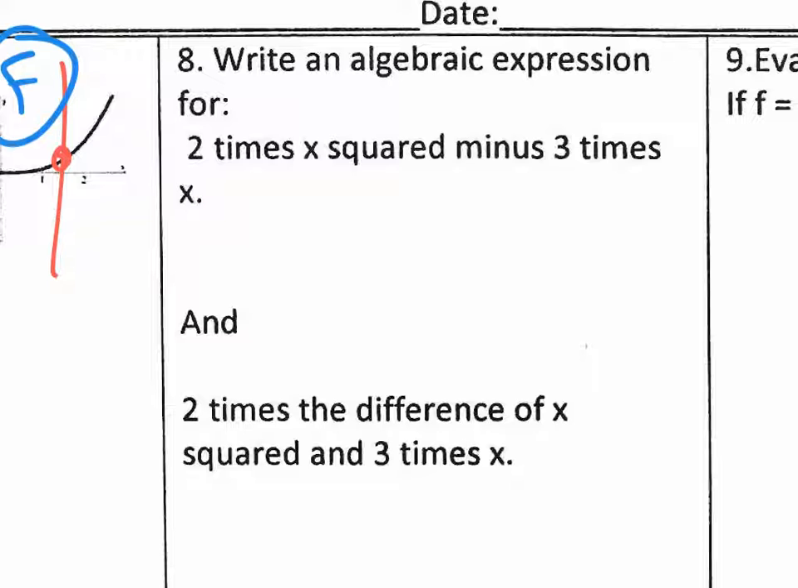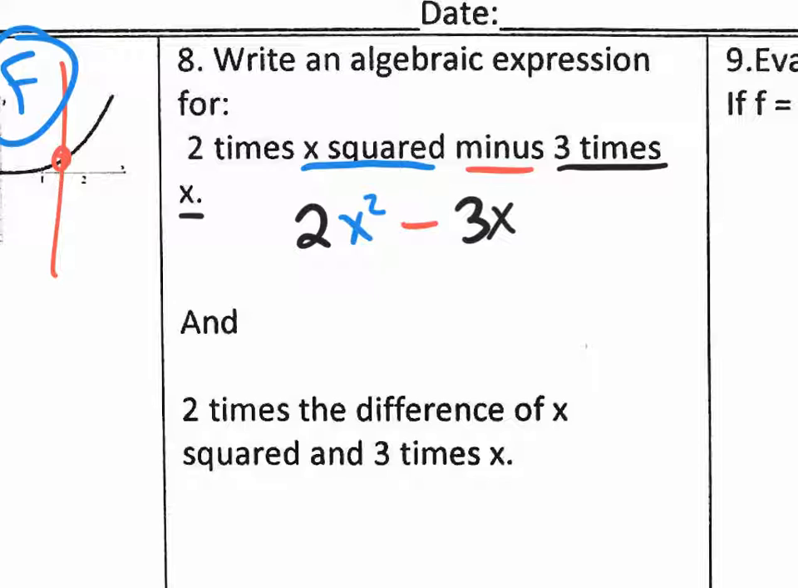If I want to write 2 times x squared, I'm going to start by writing 2 times x squared. X squared is simply x to the second power. And then minus 3 times x. 3 times x, that's just 3x. And that is the algebraic expression for 2 times x squared minus 3 times x.